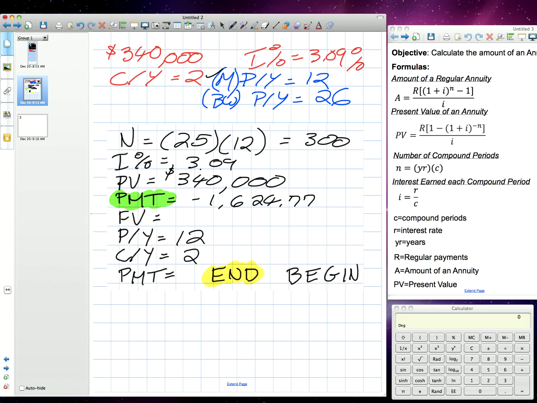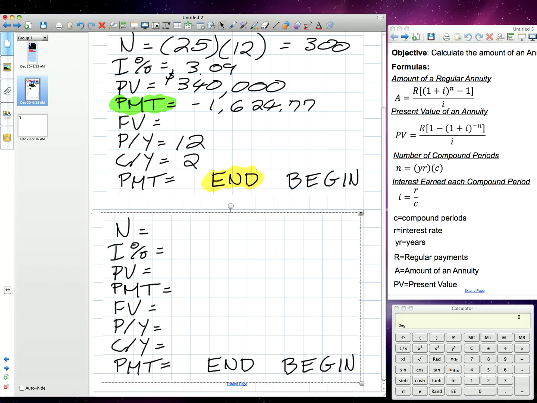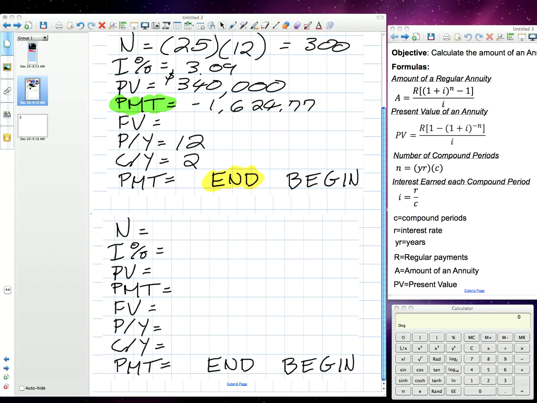I'm going to put up another chart. Now we're going to do the exact same thing, but we're going to do bi-weekly payments. We're still paying over the course of 25 years. But with bi-weekly payments, how many payments do I make a year? 26. So we're now making 26 payments a year, which means our total payments are 650 payments.